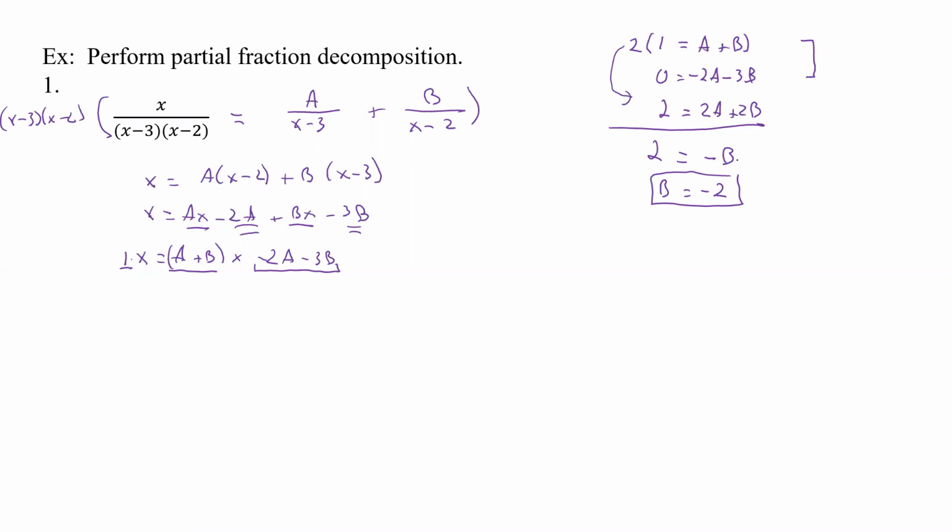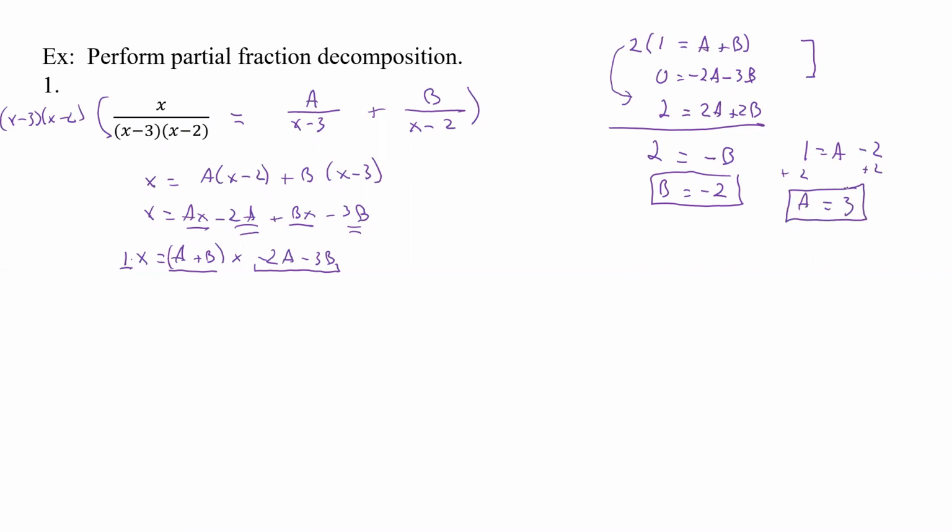Now I can solve for A. I could plug it into either of the original equations. If I plug it into the first one, I have 1 equals A, and then B is minus 2. So then I add 2 to both sides. So A is equal to 3.